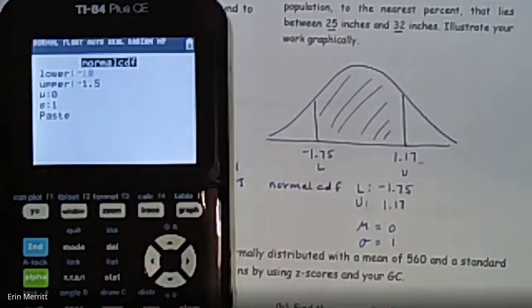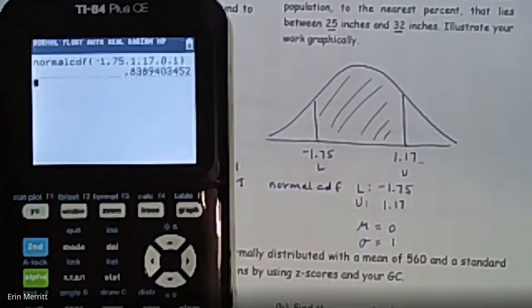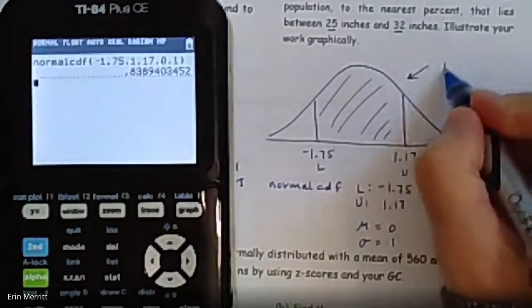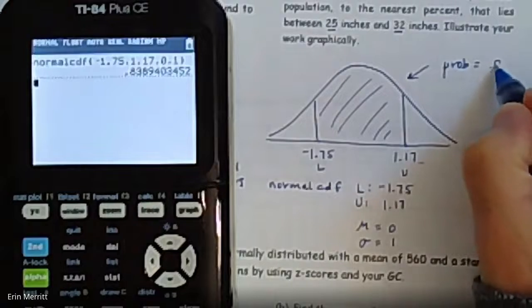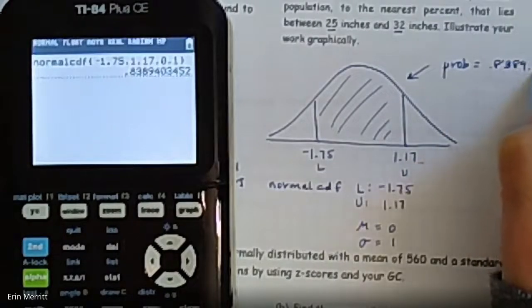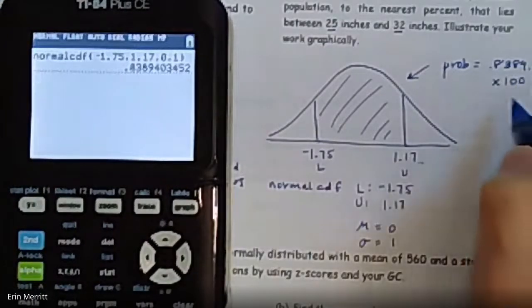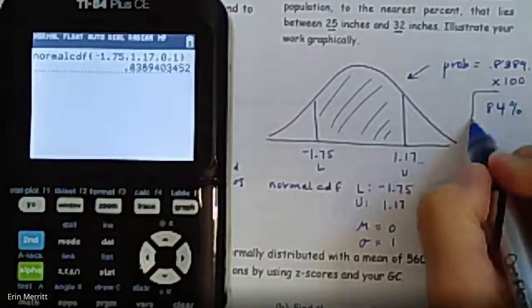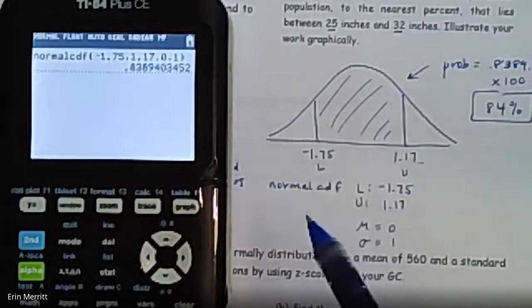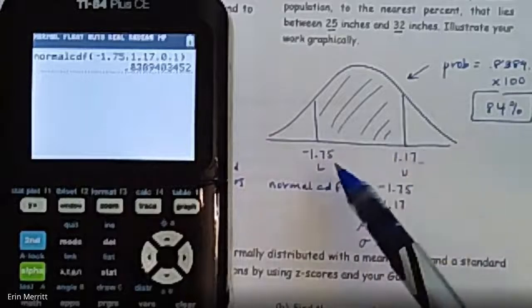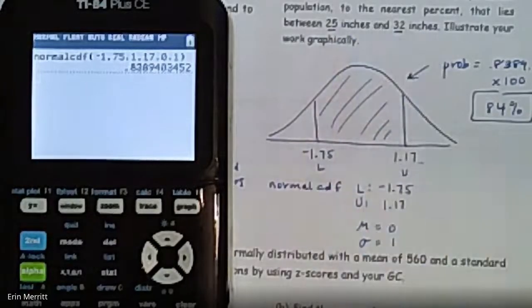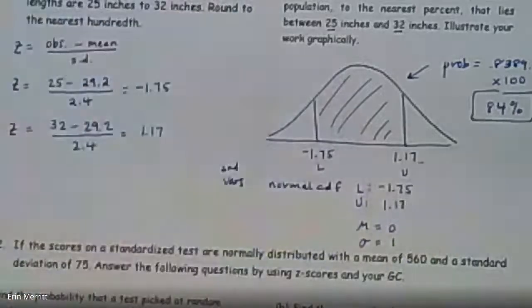And then we're going to go negative 1.75. Whoops. Next one, positive 1.17. Keep the 0, keep the 1, and hit enter. So the probability that it falls between those two things is 0.8389, and it keeps going. When it says to the nearest percent, we'd multiply this by 100, and this would be about 84%. So that's the chances that if you're maybe catching fish, that it's between those two lengths, 25 inches and 32 inches. So that's the first part.